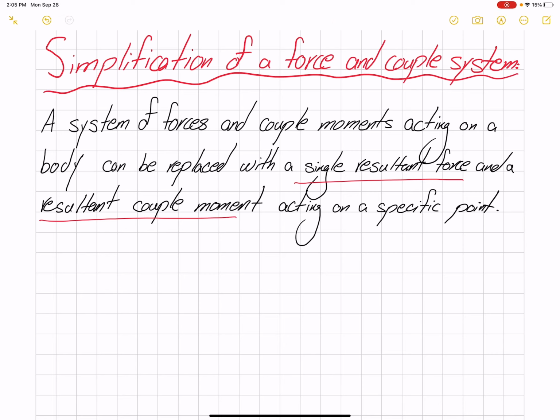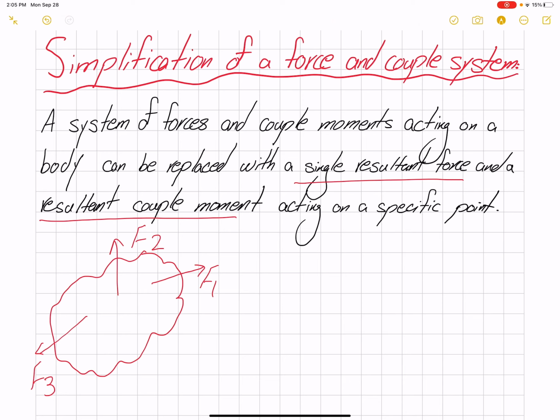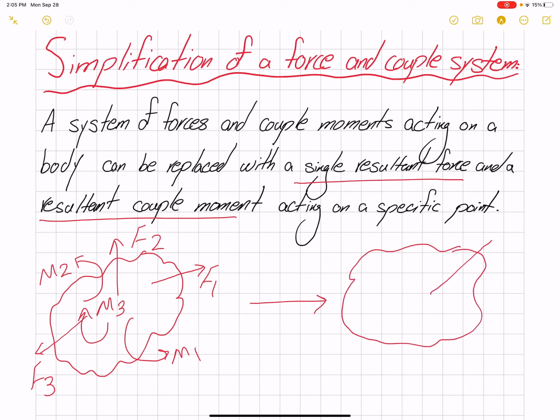So for our system, let's say we have multiple forces acting at different locations, F1, F2, F3, and let's say we have different moments as well. Some of them clockwise, some of them counterclockwise. Sometimes we want to simplify that into a simpler model with only one force and one moment.